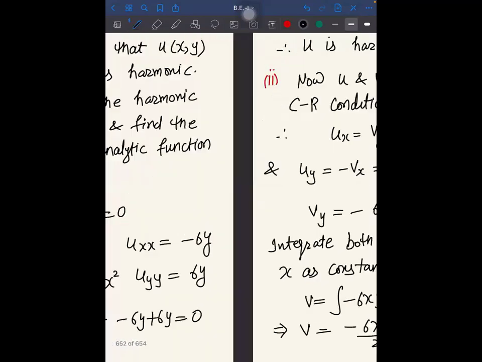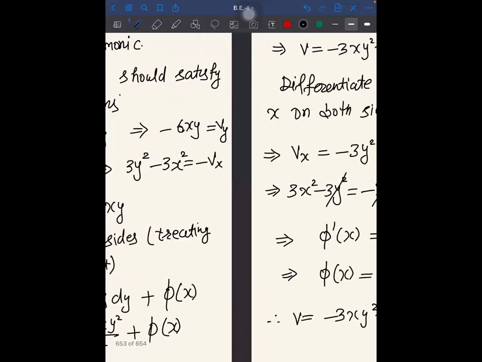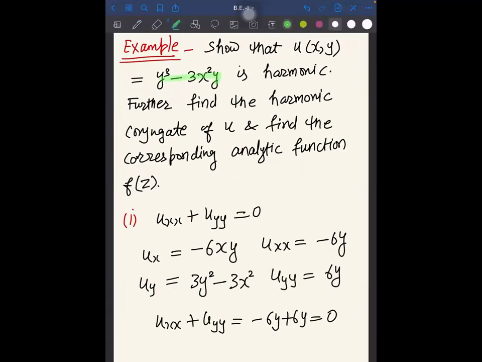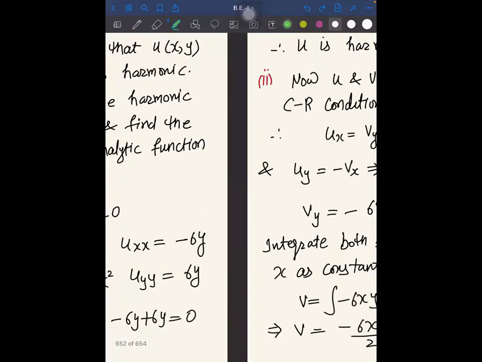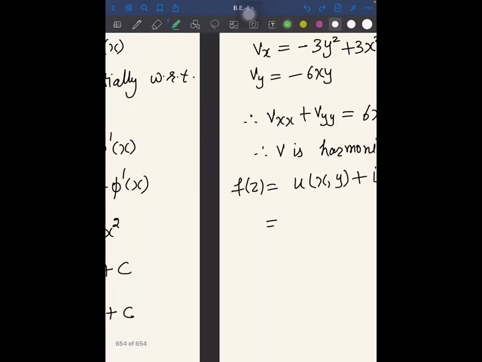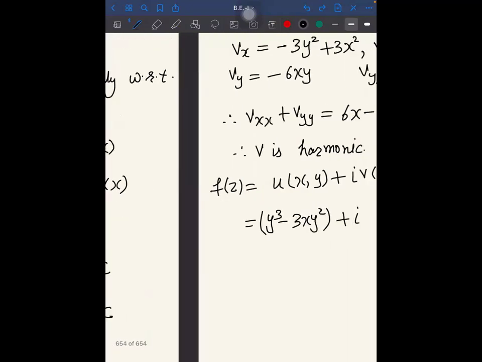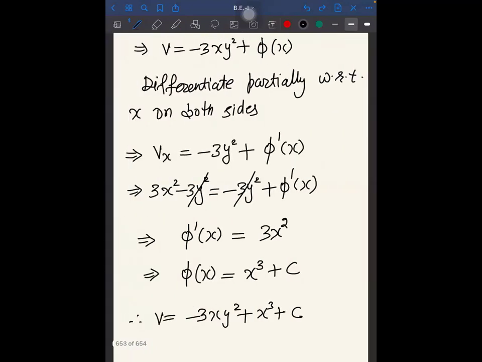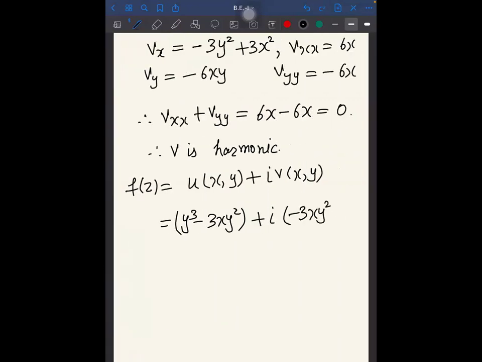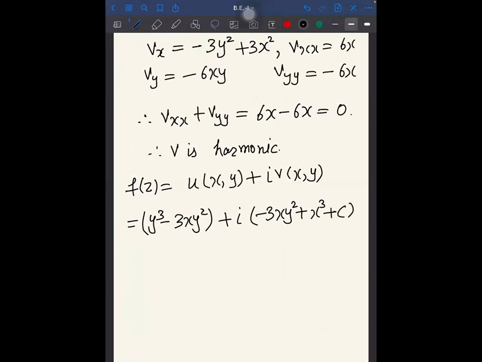So from this theorem, you know the value of u has already been given to you. So that means y cube minus 3xy square, right? This was given to you. So y cube minus 3xy square plus iota times v, which you have already determined. So what is your v? See, that is your v, right? Minus 3xy square plus x cube, plus c, right? So this is your final answer, f(z). So that will be the complete question. That's how we do this kind of question.